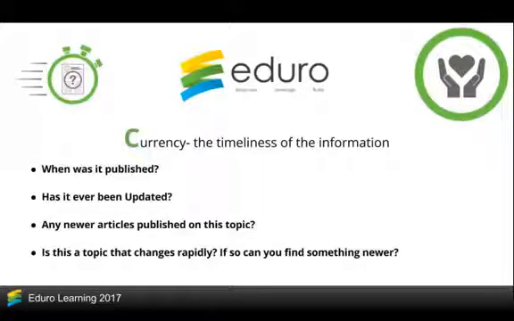And so the first thing I want to talk about as we go through the CARP is that the C stands for currency. So when was it published? Has it ever been updated? Any newer articles?